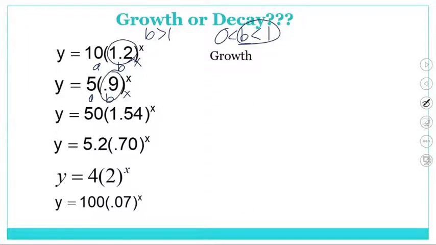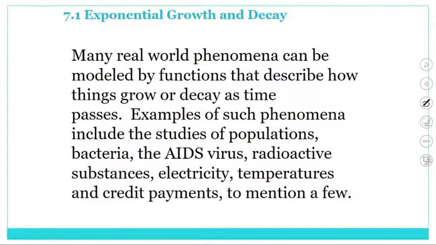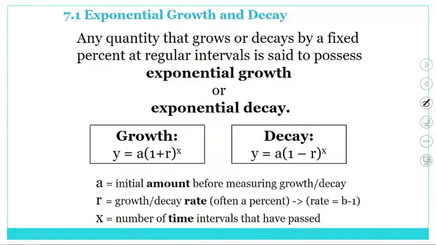0.9 is our b value in the second problem, and 0.9 is less than 1, so it's decay. And that's all it comes down to, these b values. 1.54 is bigger than 1, so it's growth. 0.70 is less than 1, so it's decay. 2 is obviously bigger than 1, so it's growth. And 0.07 is less than 1, so it is decay. All right, a lot of real-world problems use exponential functions.